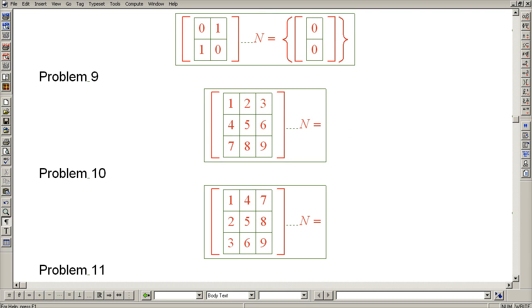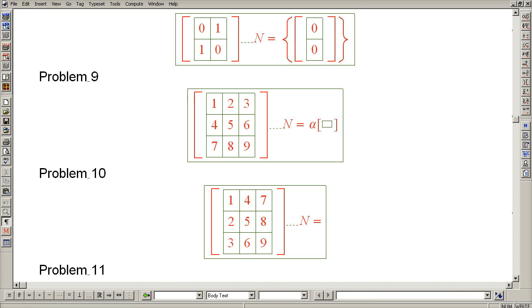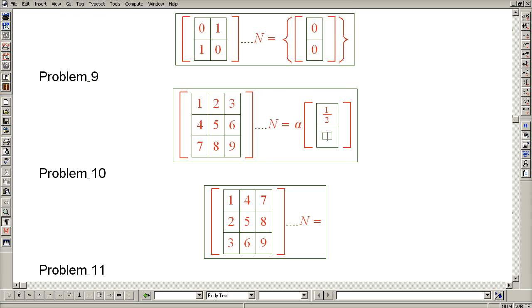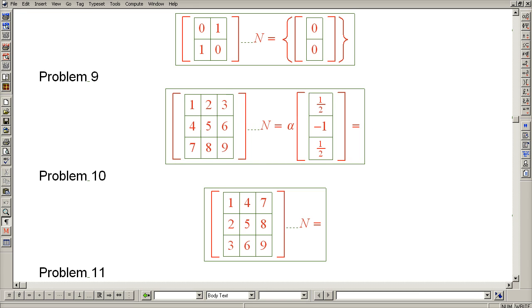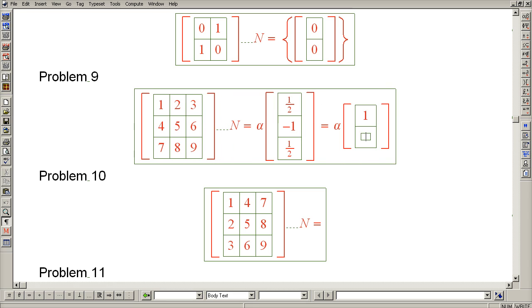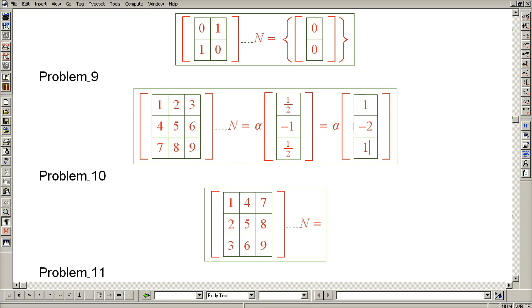All right, let's move on to 3x3 matrices. In problem 9, we have our familiar dial pad matrix, in which the middle column is the average of the other two. And this can be captured by the vector 1 half, negative 1, 1 half, which means that half of the first column plus half of the third column equals the second column. If you prefer integers, we can capture the same null space with the vector 1, negative 2, 1.